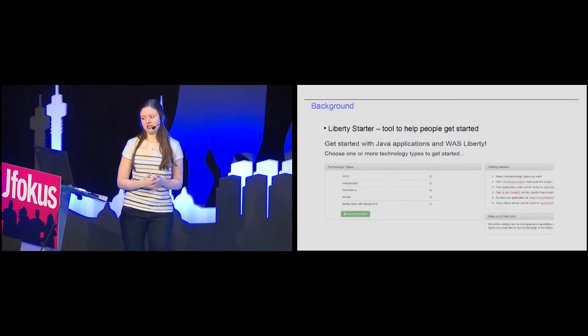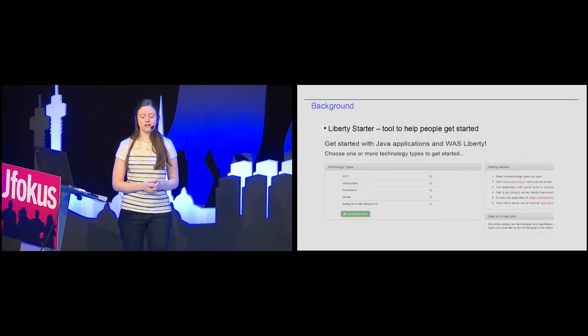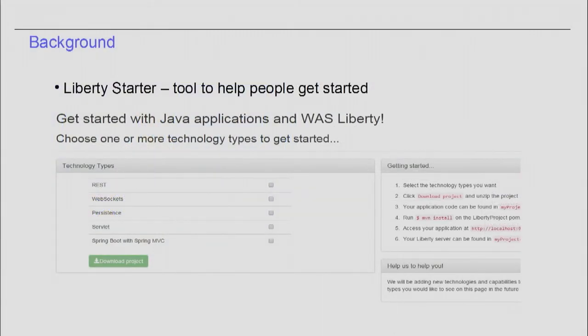So let me introduce you to the Liberty Starter, which is the example application that I'm going to use. It's a tool that I've been working on with my team back in the UK, just to get people started with writing Java applications, and more specifically, writing Java EE applications on Liberty. We found that, particularly when you're moving to microservices, you have to write a lot of the build code and configuration before you can start writing your actual application, the meat of it. So the Liberty Starter just gets you to the point of writing your application code much more quickly.